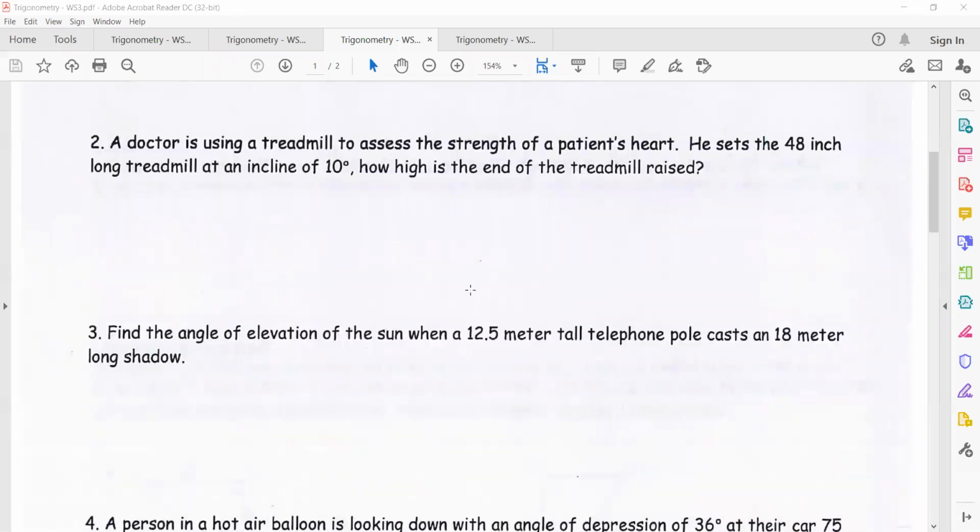A doctor is using a treadmill to assess the strength of a patient's heart. He sets the 48-inch long treadmill at an incline of 10 degrees. How high is the end of the treadmill raised?